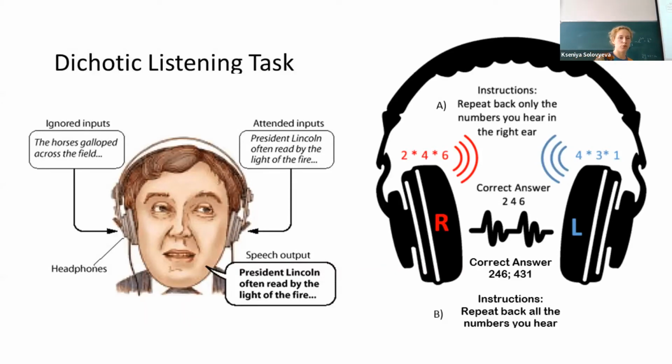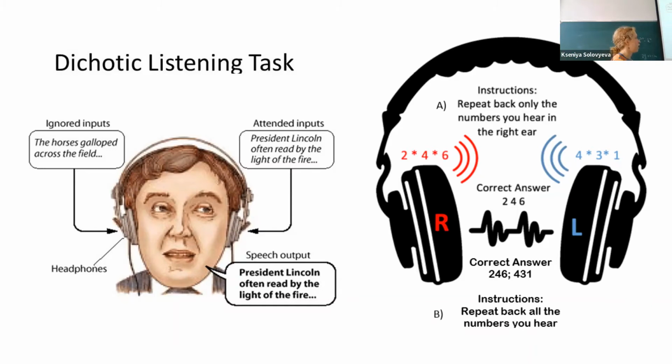He had such a model because of the experiments with the dichotic listening task. It means that in these experiments, people had different voices in different ears. For example, 4, 2, 4, 6 in the right ear, and 4, 3, 1 in the left ear, or something like that. And they had an instruction for just one ear. For example, press the button if there is a, I don't know, 4.